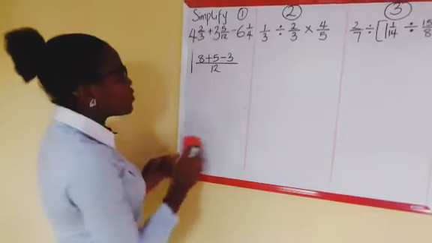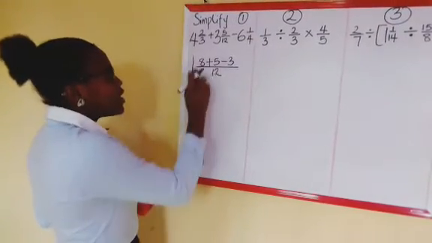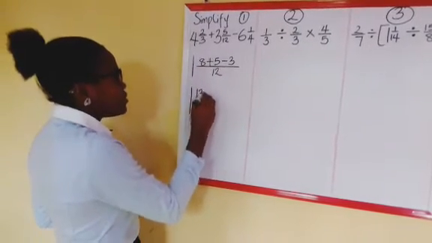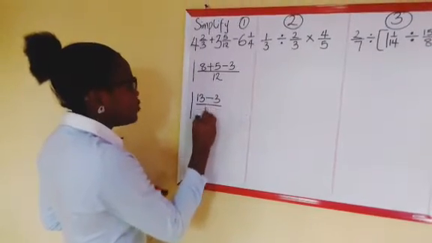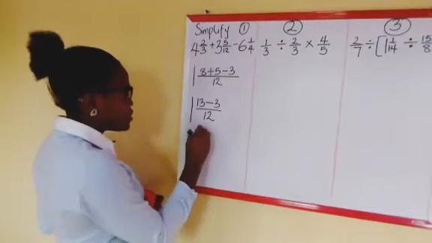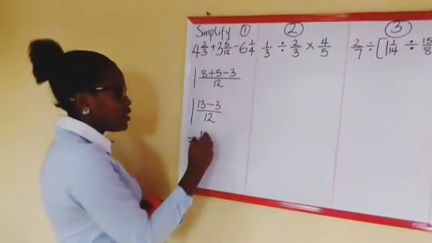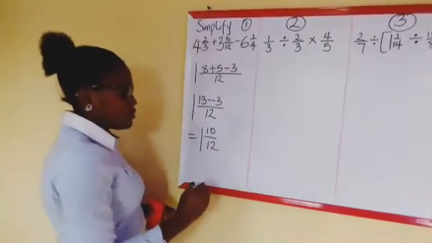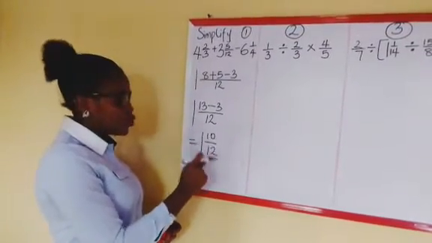Now remember, we are solving from left to right. You write your 1 whole. 8 plus 5 is 13. 13 take away 3, you have the denominator 12. Which is equal to, you have your 1 whole. 13 take away 3 will give us 10 over 12. So normally you call it 1 whole number, 10 12ths.